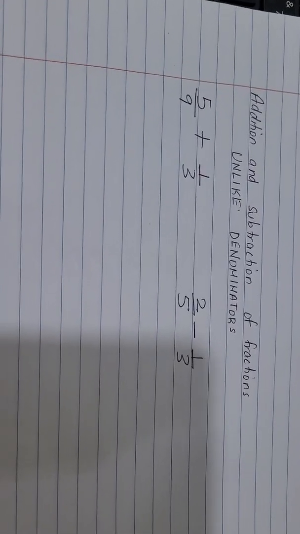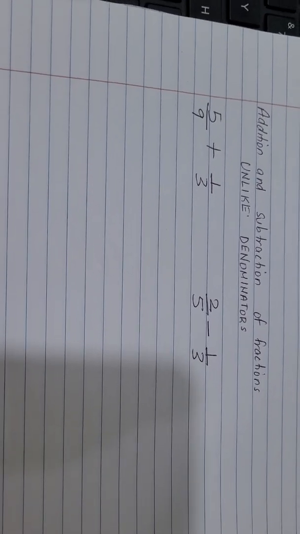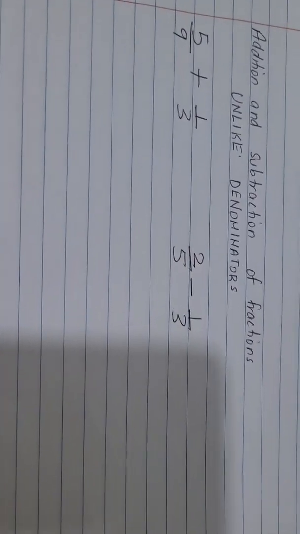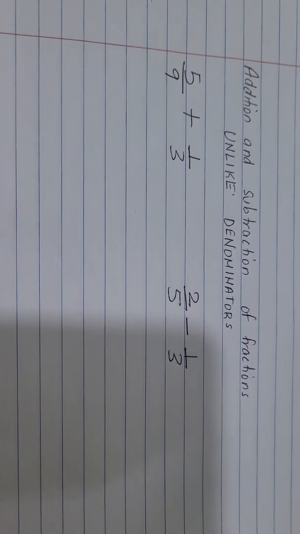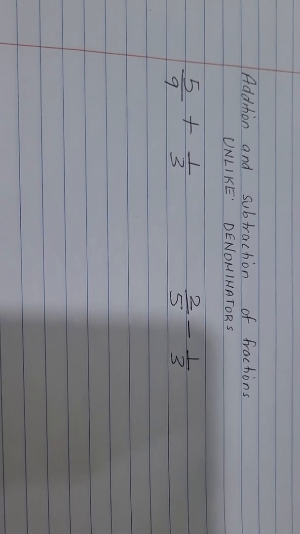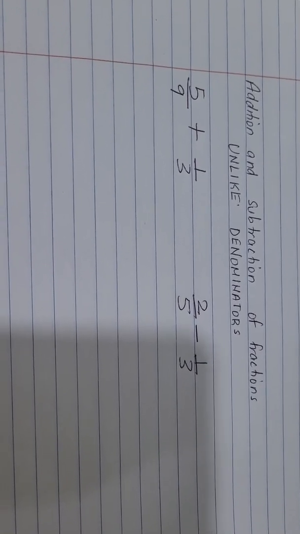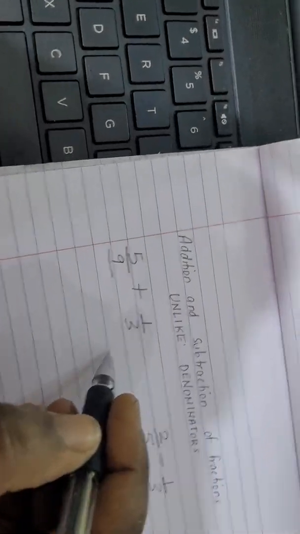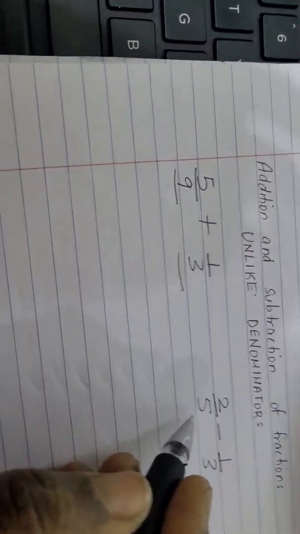Now, we're doing some addition and subtraction of fractions using unlike denominators. Here I have two problems. The first problem is 5/9 plus 1/3, and the second problem is 2/5 minus 1/3. Both of them are fractions. One of them we're adding and the next one we're subtracting. But if you realize, both of them have unlike denominators. So we will have to work this out.